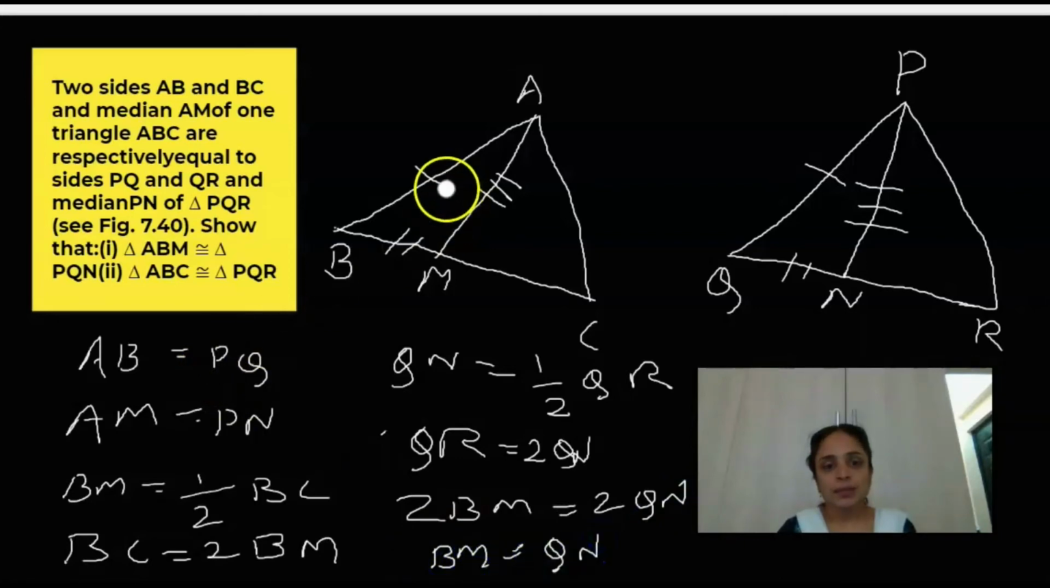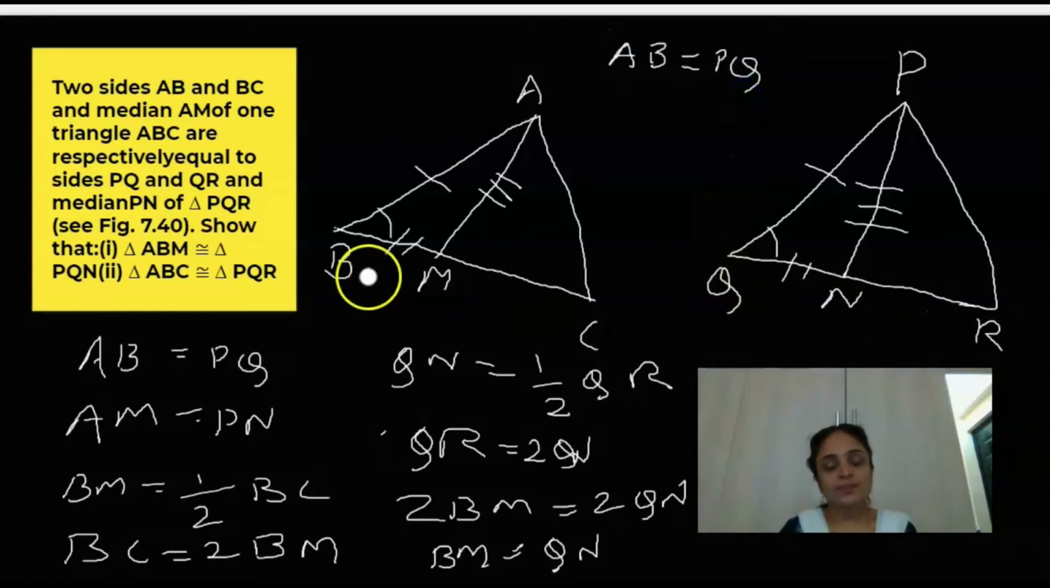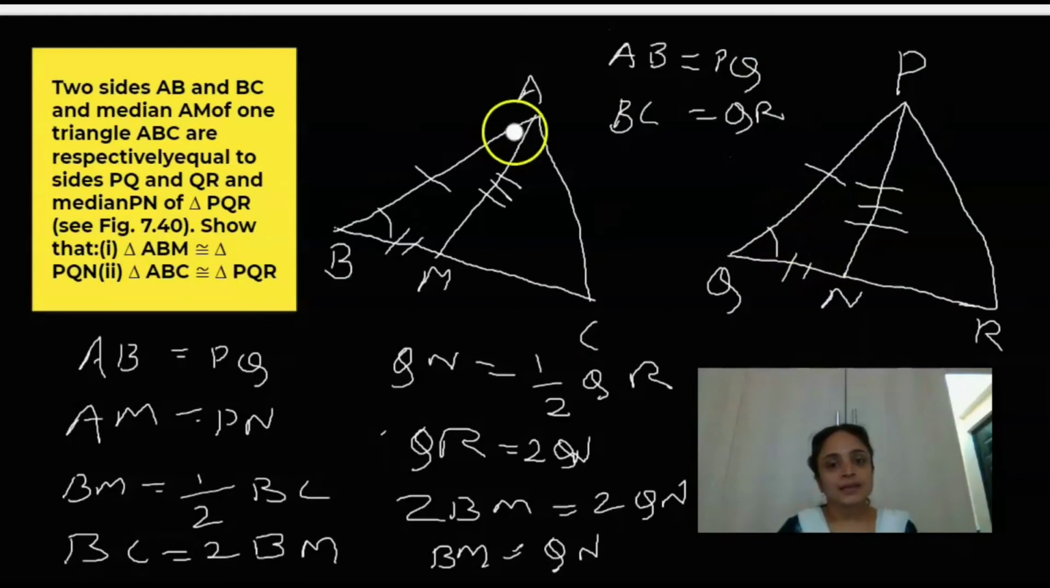So we got AB is equal to PQ, AM is equal to PN, and BM is equal to QN. That is, the corresponding sides of these two triangles are equal, which means triangle ABM is congruent to triangle PQN. Okay, so we got this. Now we have to prove that triangle ABC is congruent to triangle PQR. We know that AB is equal to PQ, and we know that BC is equal to QR. We are given that.